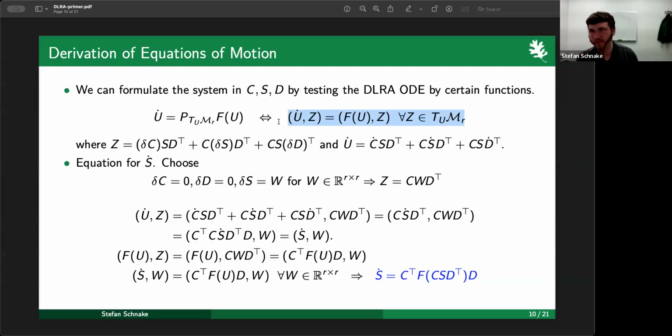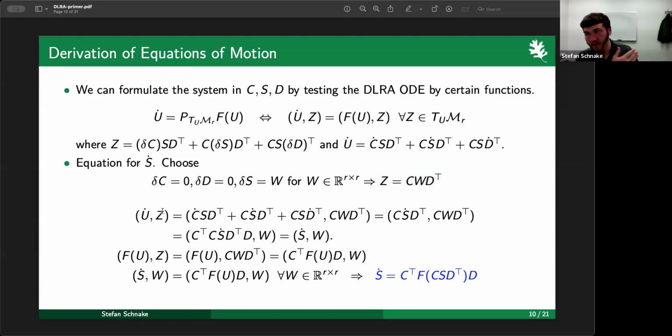So, for example, let's say I want to isolate the S variable. I want to have S dot equals blah. Then I need to choose particular functions in my tangent space. So to do that, again, Z is given by a generic element in the tangent space, and U dot by the product rule is given by delta C, delta S, and delta D equals C dot, S dot, and D dot. So for the equation for S dot, we're going to choose delta C and delta D equals 0 to get rid of them entirely. And then we're just going to let delta S be a generic free variable W, where W is a generic R by R matrix. Then plugging that into the definition of Z gives us essentially anything in the span of C and D transpose.